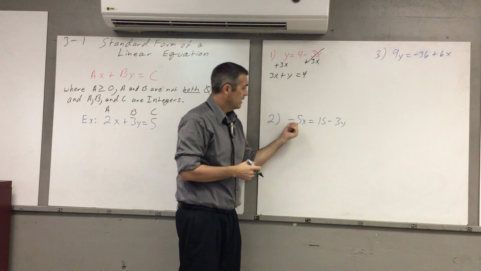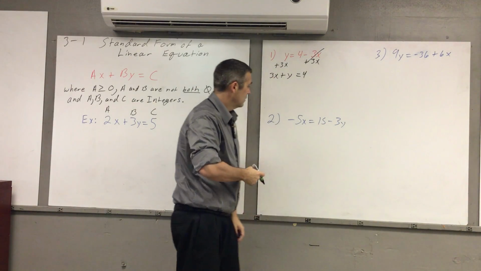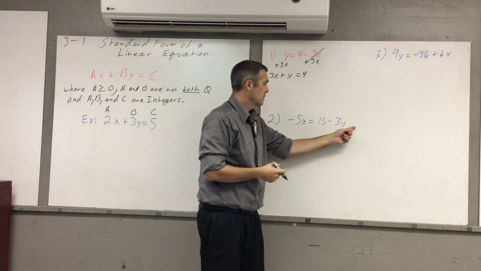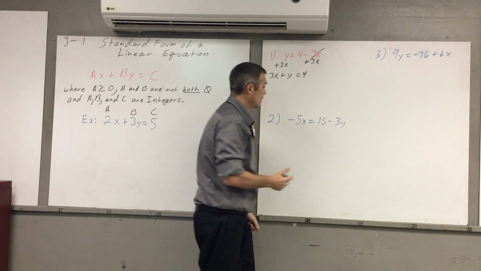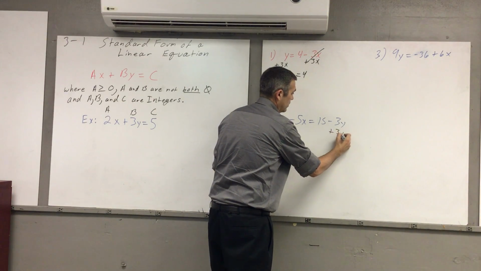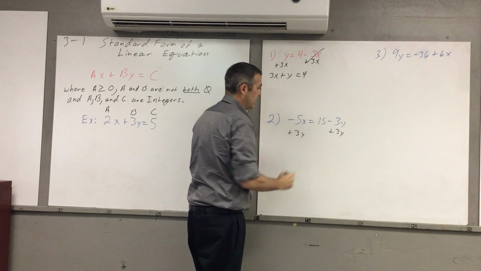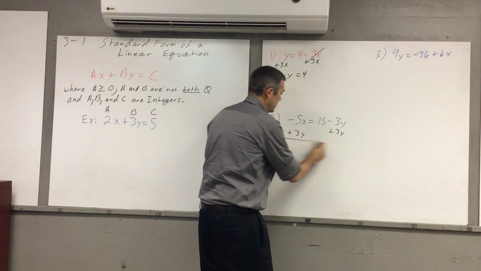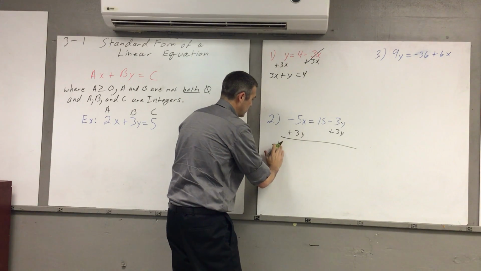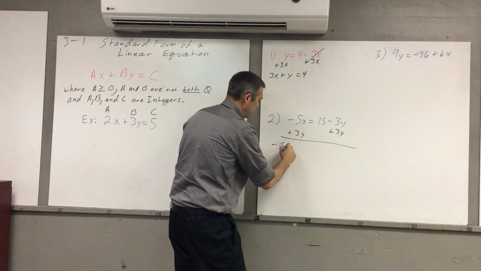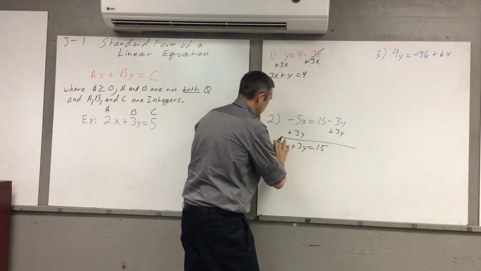Now look, you have negative 5x equals 15 minus 3y. All right, so we want to move this to this side. Add 3y, add 3y. And you end up with negative 5x plus 3y equals 15.